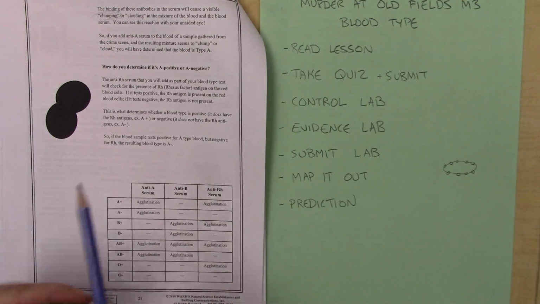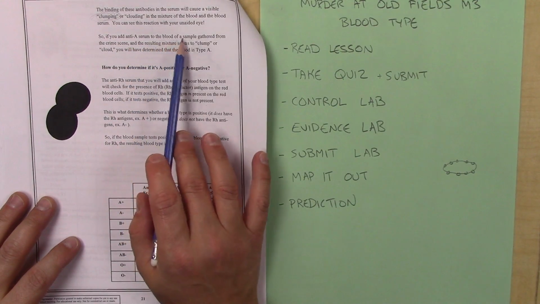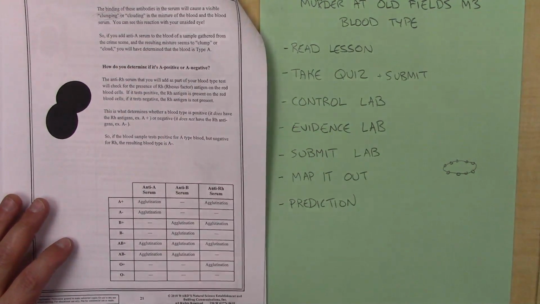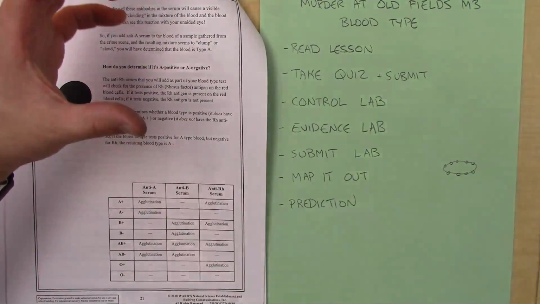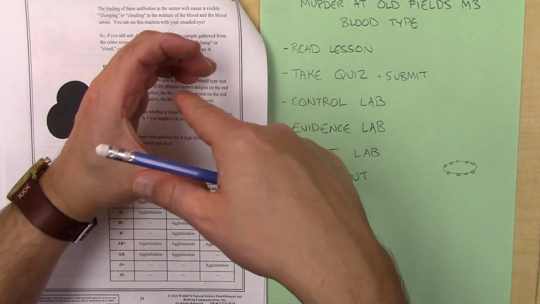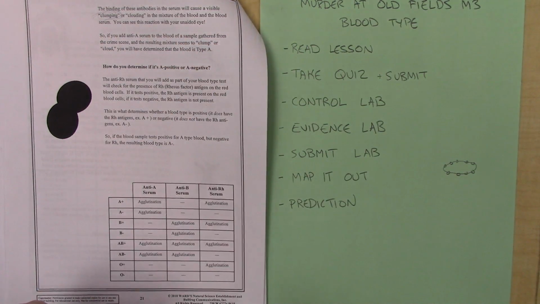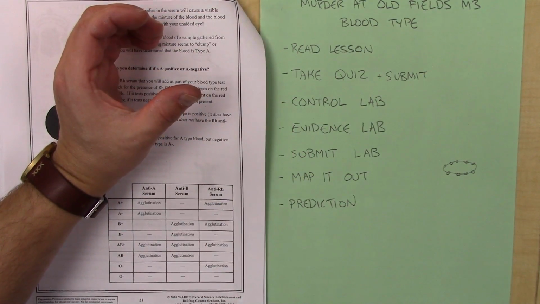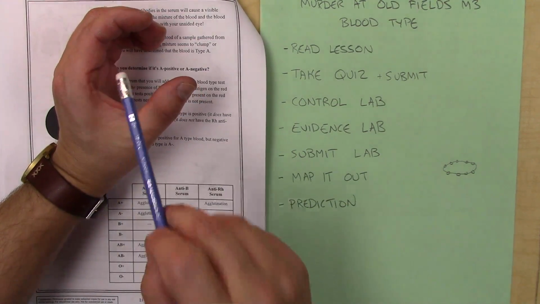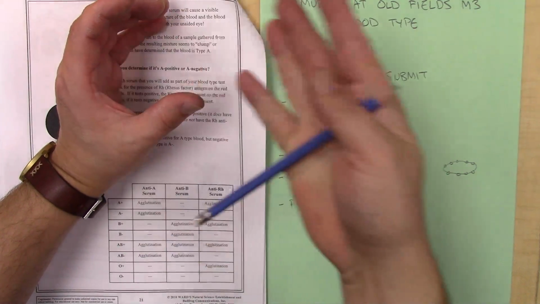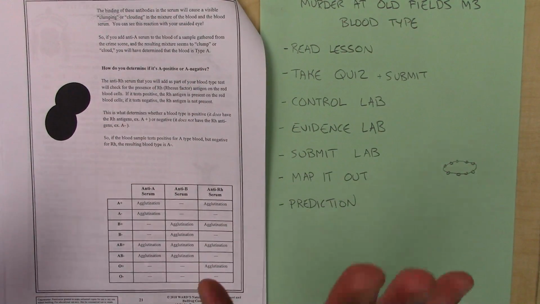Let's see. If you add anti-A serum to a blood sample gathered from the crime scene and it clumps, you have determined that it is A. So if you have a sample of blood and you add anti-A serum and it makes it cloudy, you know that's A blood. All right, that's starting to make a little sense. If you had blood and you added anti-A and it didn't do anything, you know that it's either O type or B type, but not A, because the A serum didn't react with anything. It didn't clump. All right? This will get clear right away.